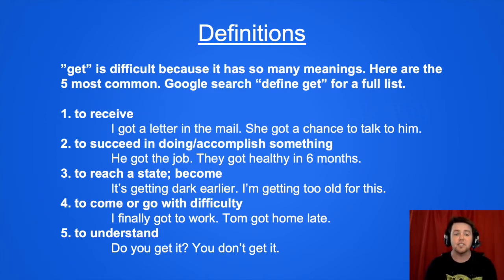Number 2, to succeed in doing or accomplishing something. Number 3, to reach a state or become. Number 4, to come or go with difficulty. It's not always with difficulty, but you'll see in the example here, I finally got to work. This is an expression that people use with got here. And the last one means to understand. And on the first slide, I made a little joke using that verb. If you understand, that get means understand sometimes.